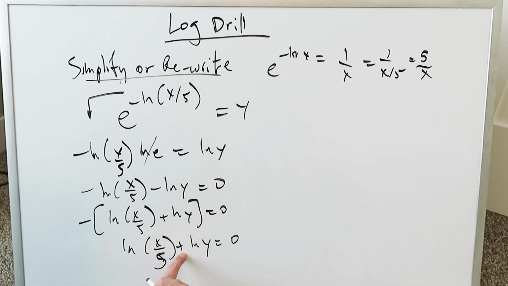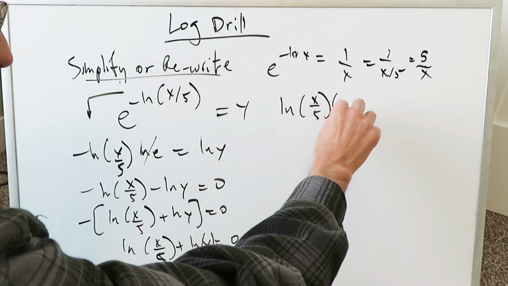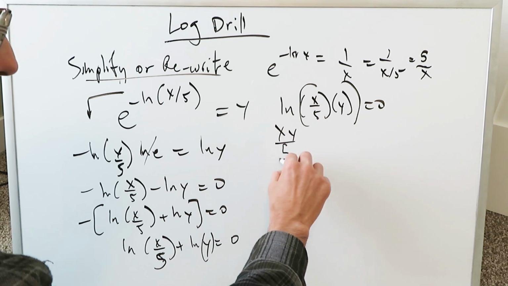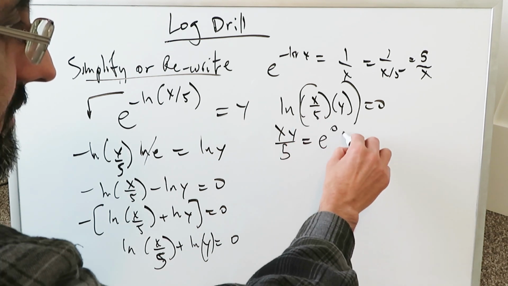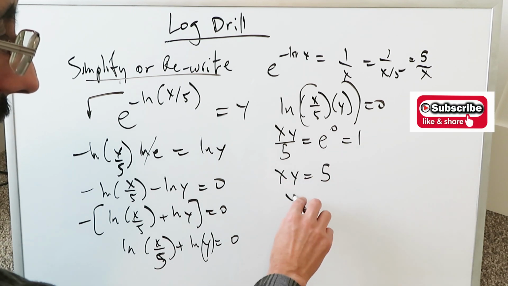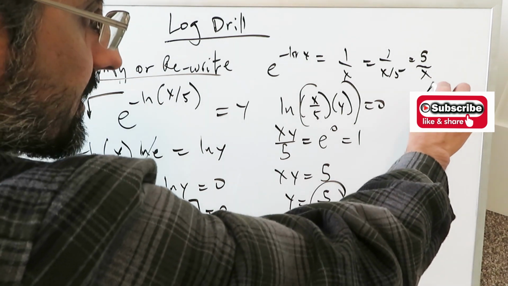Now you have here a product coming through with regards to your logs. The sum of two items and their individual logs is their product when combined under a single log. You'll have natural log x over 5 times y is equal to 0. You have xy over 5 is equal to, going onto the other side, e to the 0, which is 1. xy is equal to 5, and then y is equal to 5 over x, and there it is. You have seen it come about.